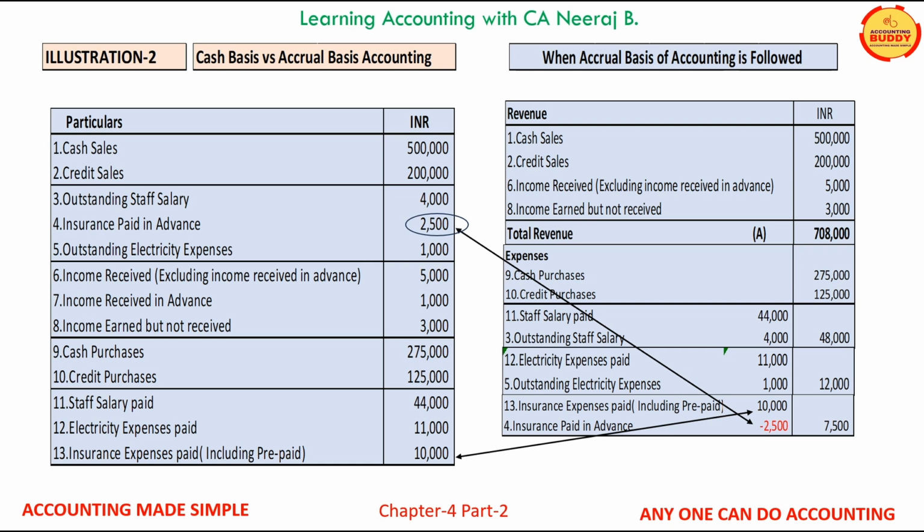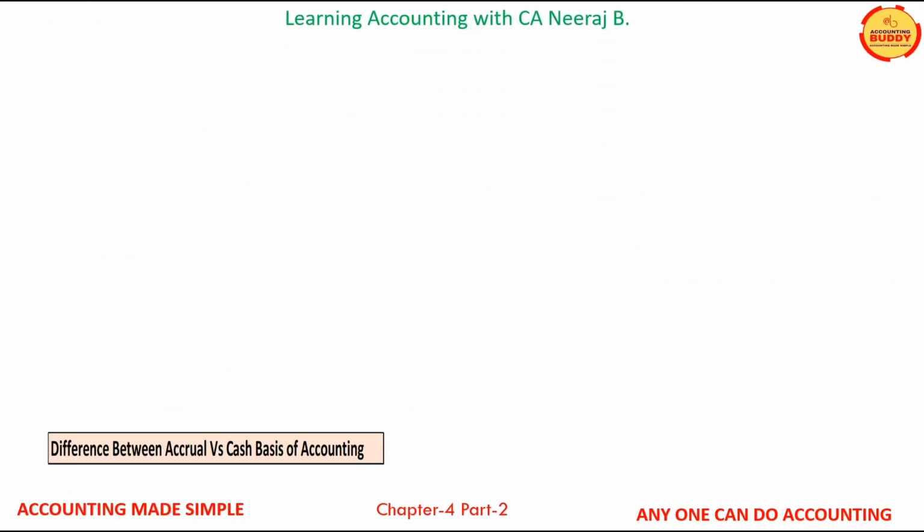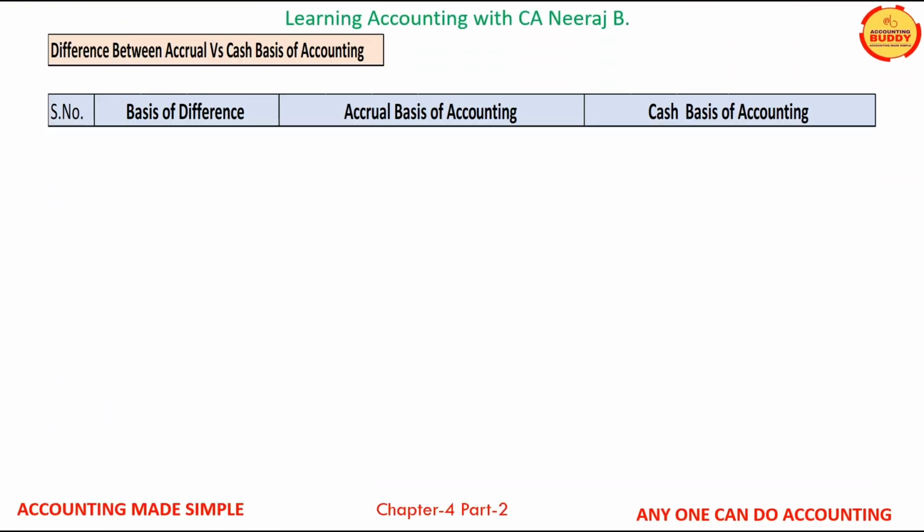Therefore, under accrual basis of accounting, the net profit of the business after considering the total business expenses of 467,500, the net profit will be 240,500. Let us now understand the difference between the accrual basis of accounting and cash basis of accounting.